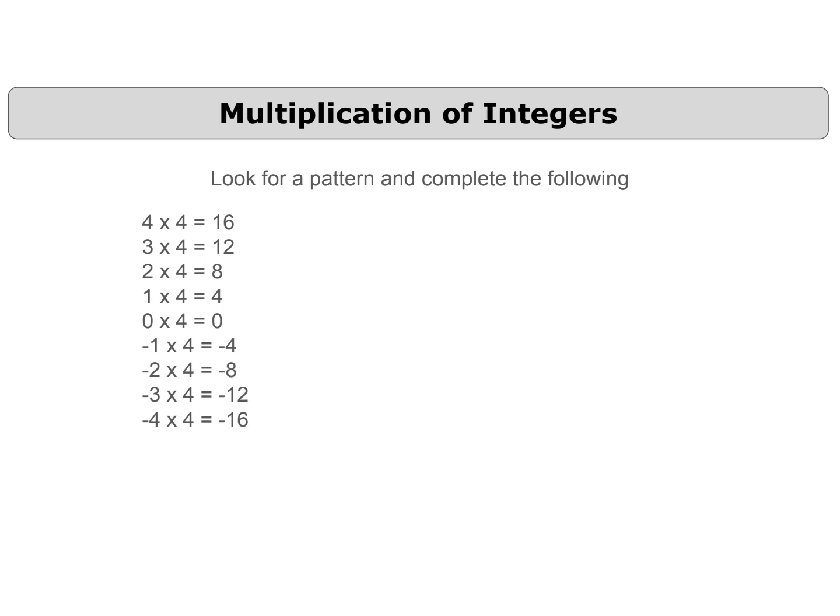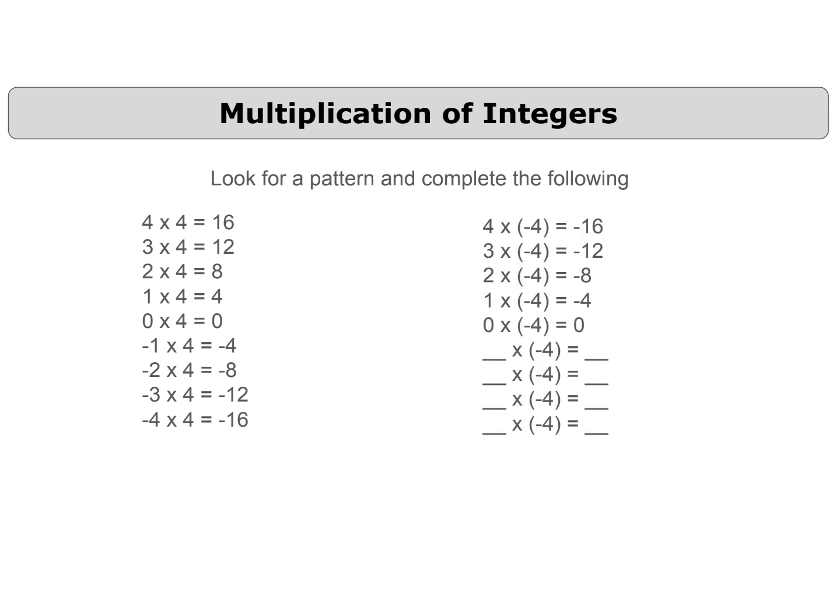Now let's look at multiplying some numbers by -4. Again, we need to determine the pattern. It looks like the numbers on the left are decreasing by 1. And on the right side of the equal sign, the numbers are increasing by 4.